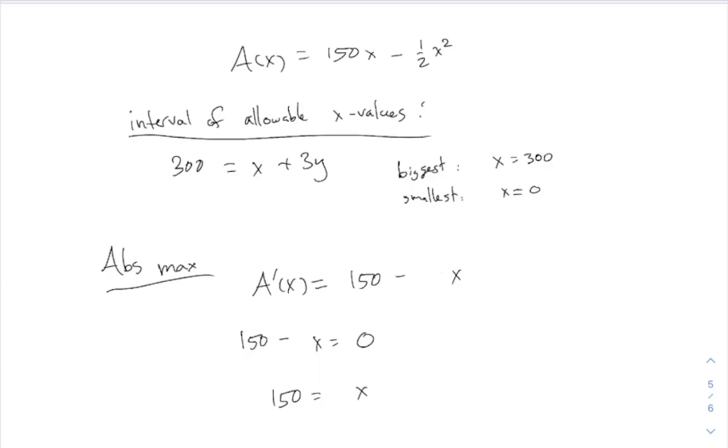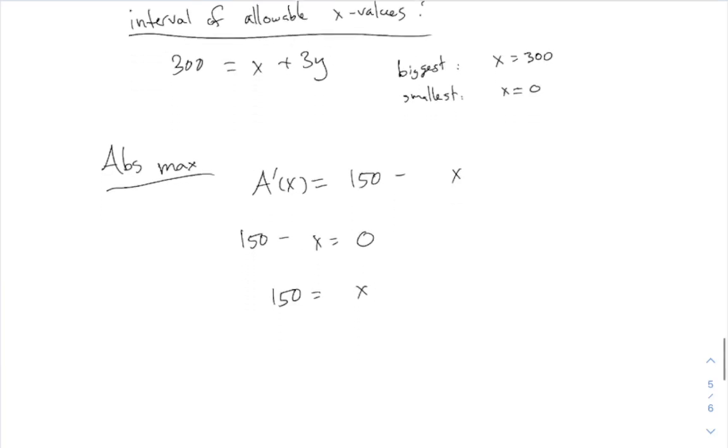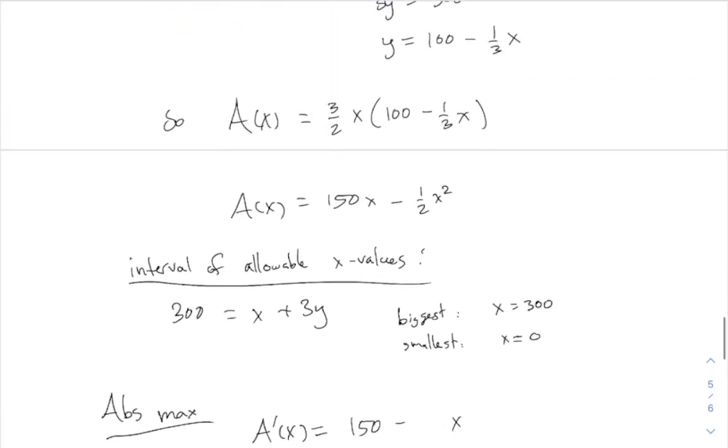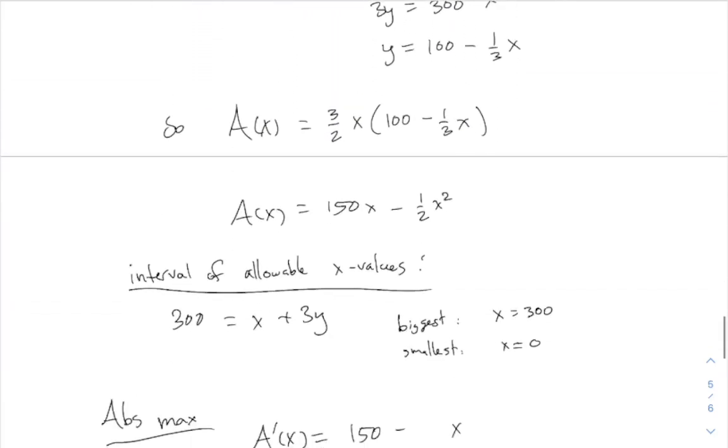All right, what next? We should check the y values at the critical number, which is 150, plus the two interval endpoints, and choose the maximum out of that. So the y values, or I guess they are the values of A, right? I'm going to do A of 0, A of 300, those are the two endpoints, and then also A of 150, all right? A of 0 is, forgot my formula for A, the one with the square in it.